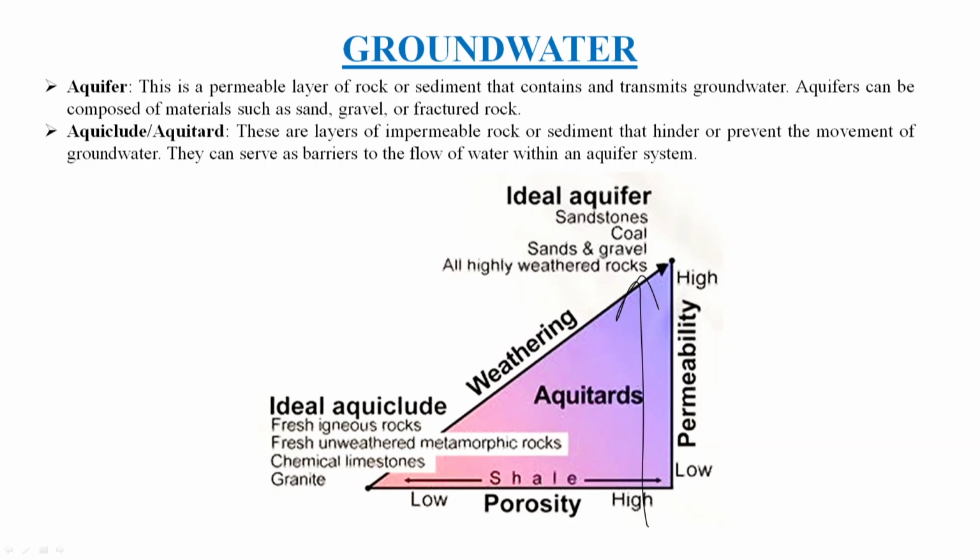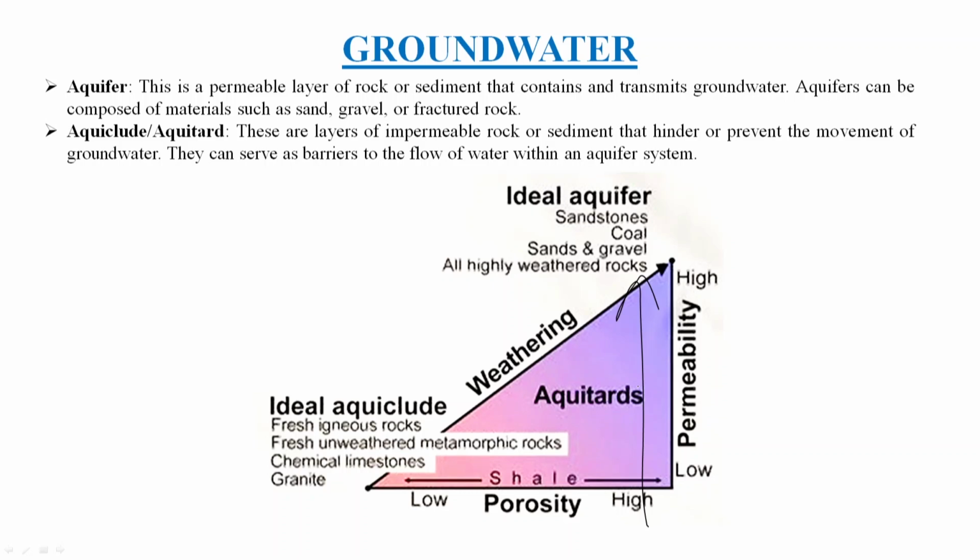So, in that region what will happen? The groundwater can be stored in the pore spaces, and it can also be transmitted through the permeable layers, because it has both high porosity, so that it can store groundwater, and high permeability, meaning there are connected pores in it. So, it can also transmit the groundwater from one place to another.